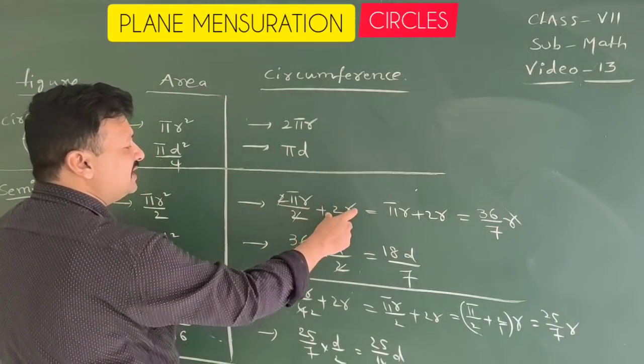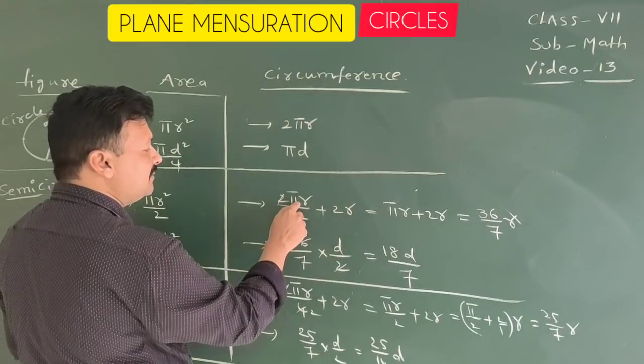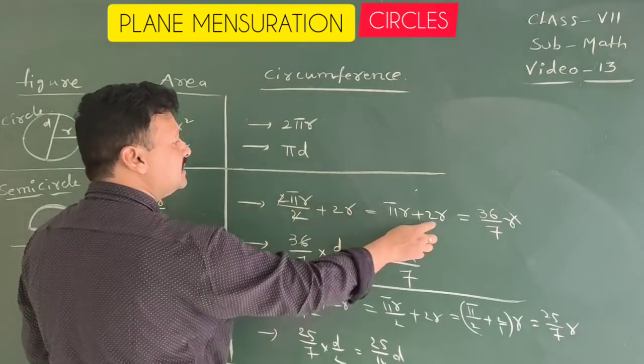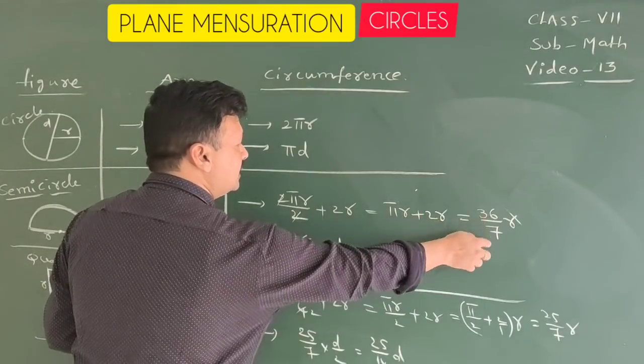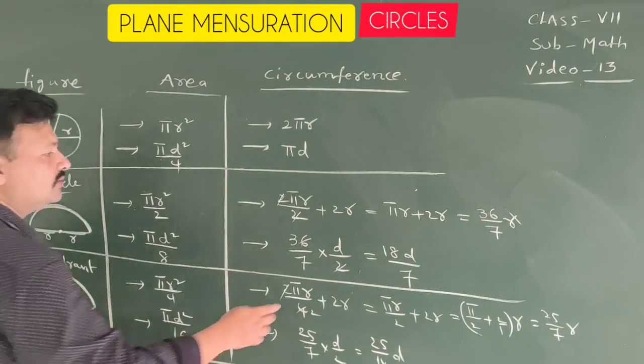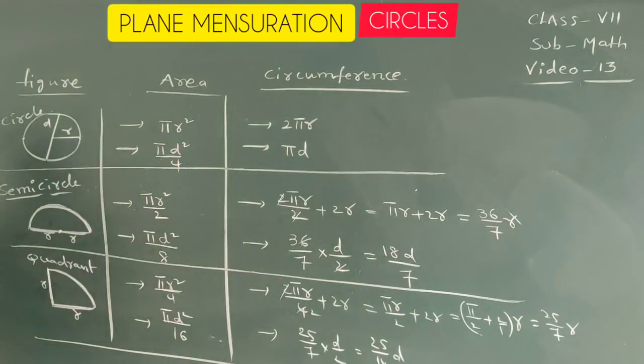So 2 pi r by 2 plus 2r. Here the 2 gets cancelled. Pi is 22 by 7. 7 is 14 plus 22, 36 by 7 r. In terms of d, 18 by 7 d.